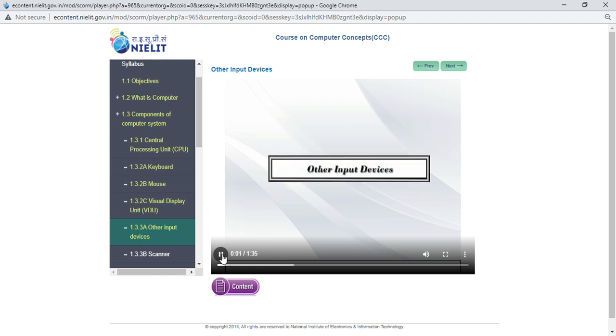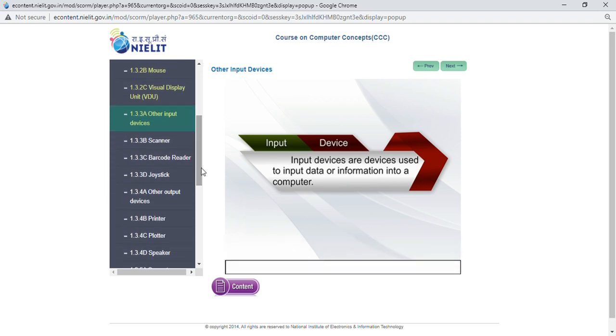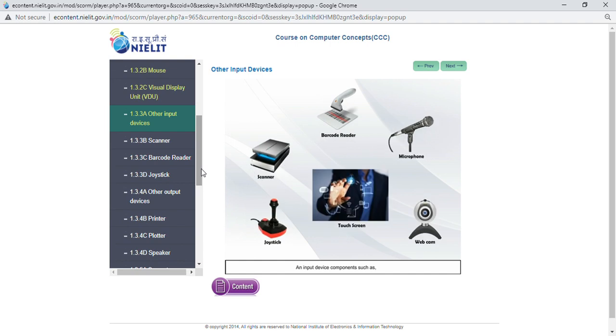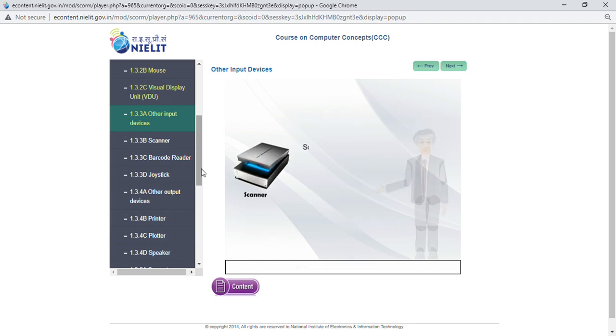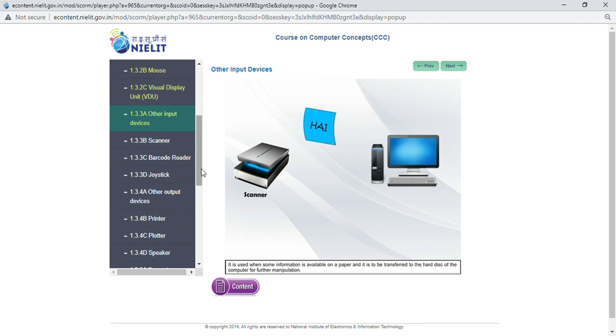Other input devices. Input devices are devices used to input data or information into a computer. Input device components include scanner, barcode reader, joystick, touchscreen, webcam, microphone. Scanner. Scanner is an input device which works more like a photocopy machine. It is used when some information is available on paper and it is to be transferred to the hard disk of the computer for further manipulation.